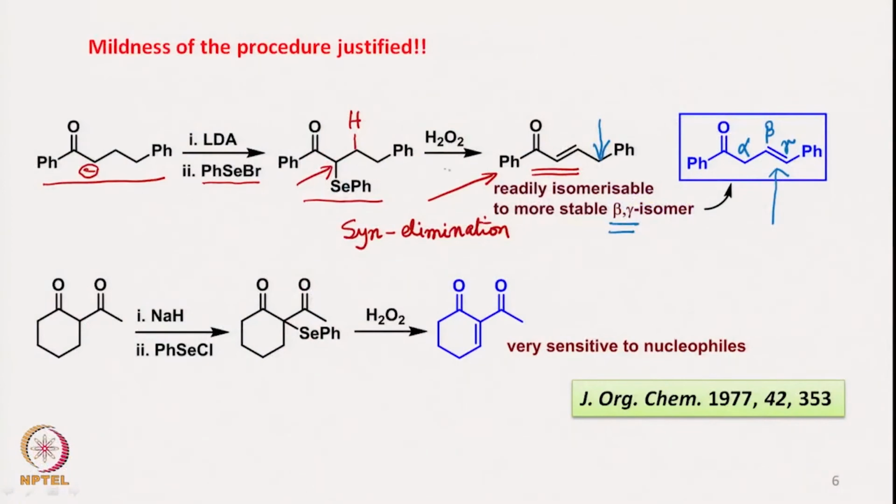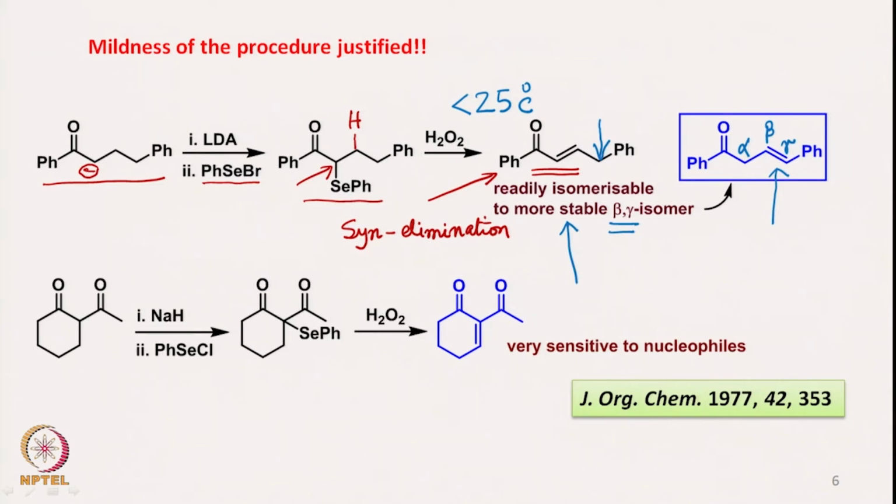However, the mildness of the procedure, that means this particular elimination takes place as I mentioned earlier, below 25 degrees centigrade. So, such a temperature gives mostly this particular substrate easily, but if the temperature is increased, then it will isomerize to the beta gamma isomer. So, this is the mildness of the procedure which is justified.